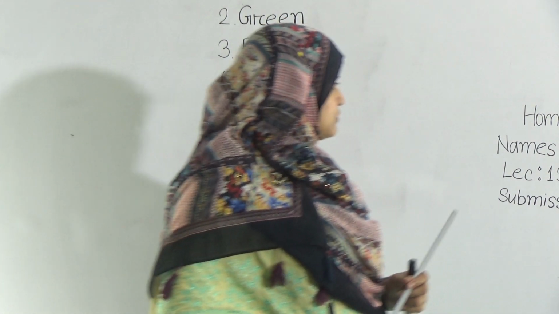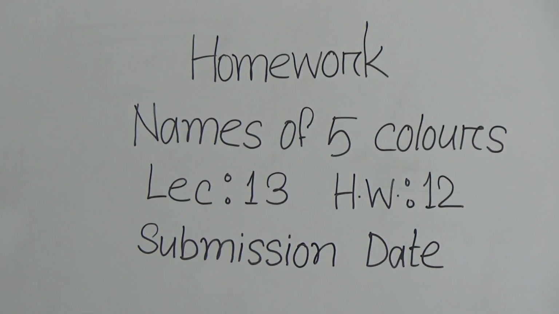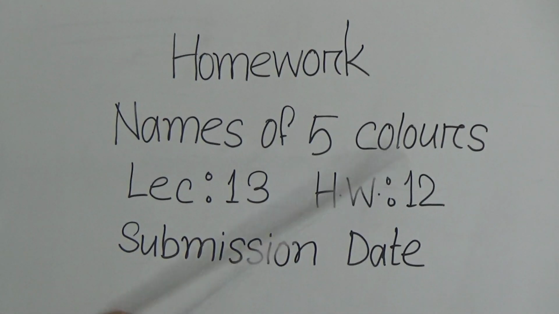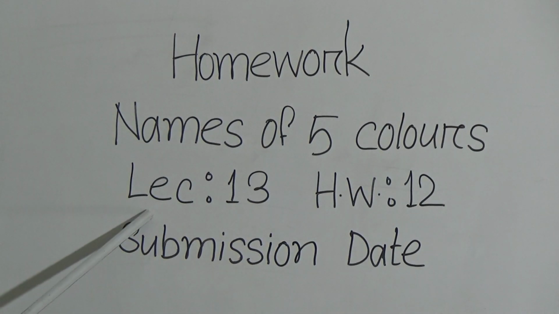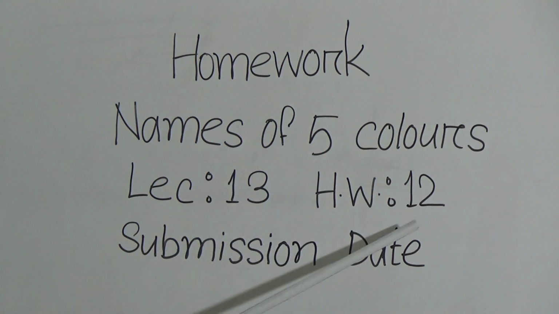Okay, now it's time to give your homework. Your homework will be names of 5 colors. I'm repeating, your homework will be names of 5 colors. And don't forget to write the lecture number and homework number with the submission date at the top corner of your copy. Our lecture number is 13 and homework number is 12. And the submission date will be the date of Sunday, because on every Sunday you have to submit your SW copies.